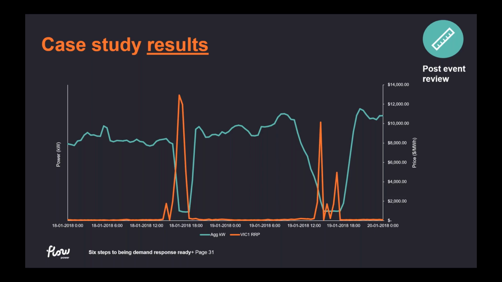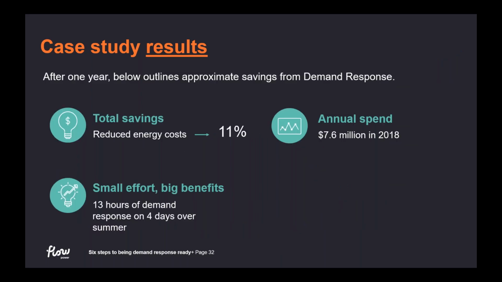So that's a really good result. These guys are, as I said at the start, a sophisticated customer that's quite good at demand response and yields really good results. And I think we've got that on the next page. So total savings for this customer over 1 year, this was 2018, what we just looked at, 11%. And if you look at how much effort they're putting in, it's 13 hours over 4 days. So it's really not a lot of downtime for what is a pretty huge saving.